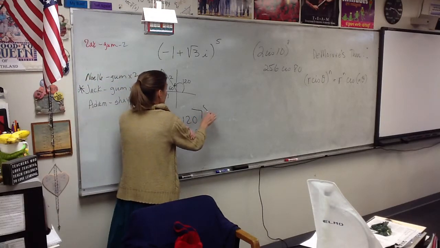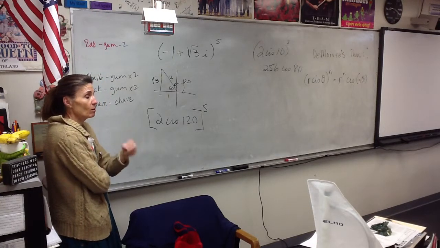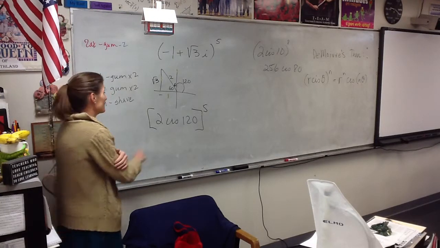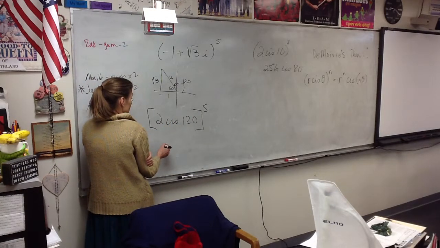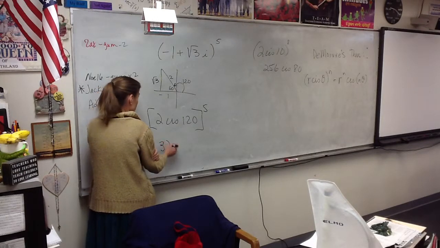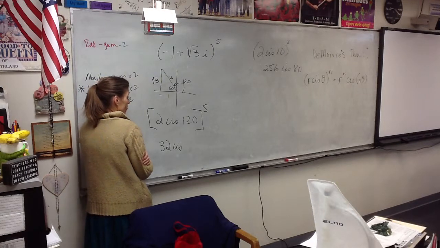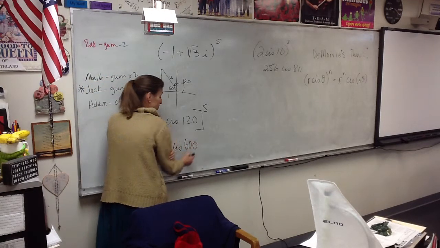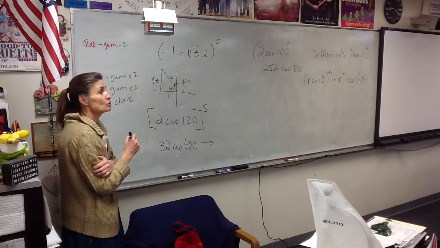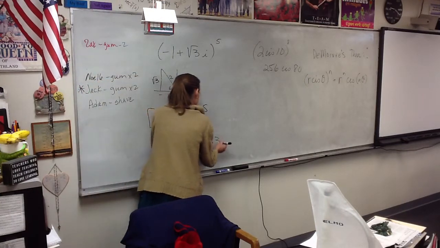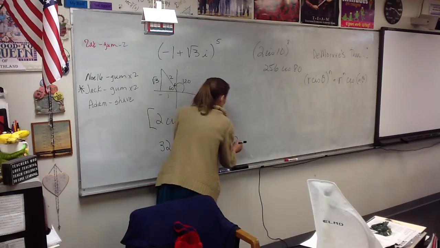Now I'm going to raise that to the 5th power. Takes 3 seconds. This to the 5th power would be what? 2 to the 5th, which is 32. Is that going to be 600? Now, we got a problem with that. What's wrong with that? It's too big. So we'll rewrite it as 32 cis 240.